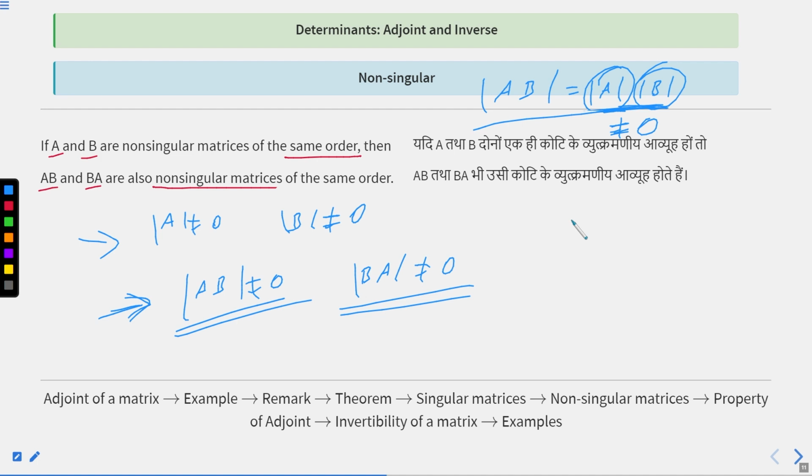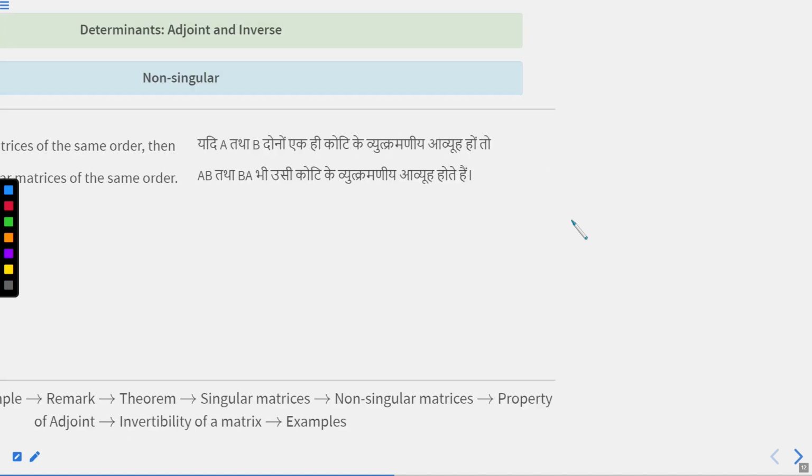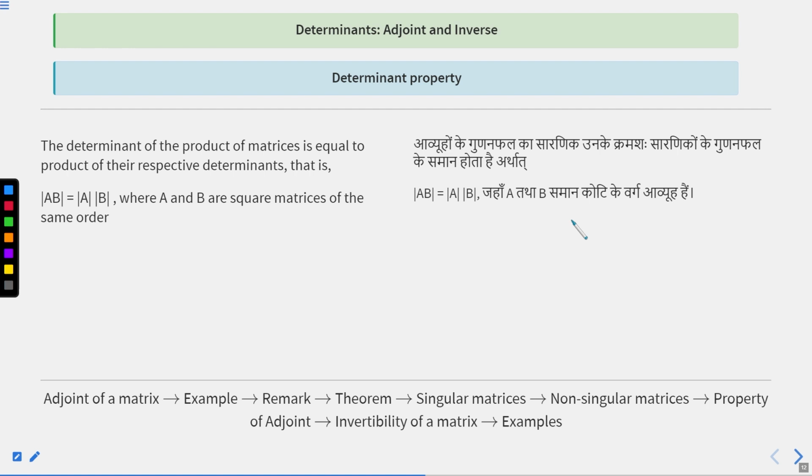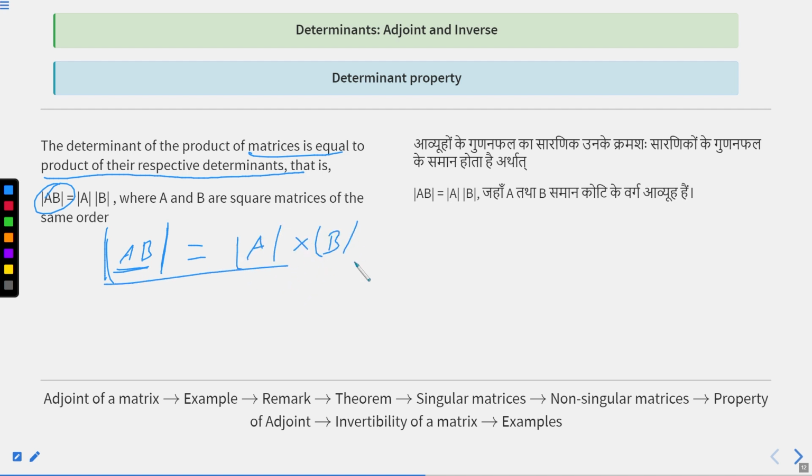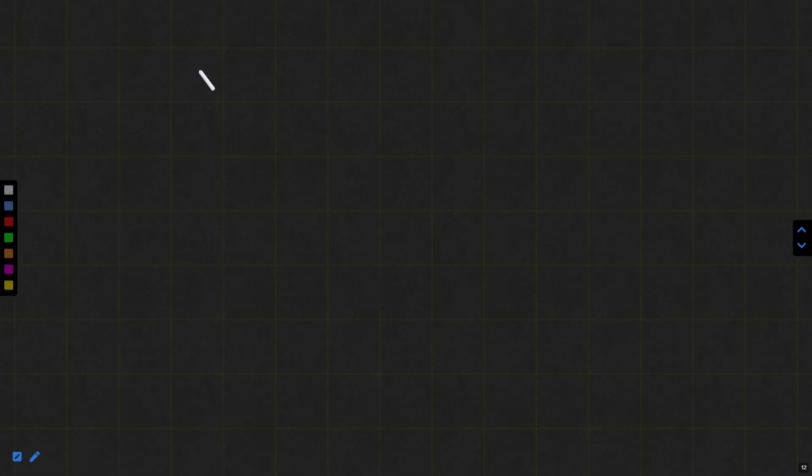More determinant properties. The determinant of a product of matrices is equal to the product of the respective determinants. What it says is, as we just discussed, if you have two matrices A and B, and you take the product and find the determinant, it will be the same output as if you find the determinant of A, the determinant of B, and then take the product. Okay, so let me give you some examples.